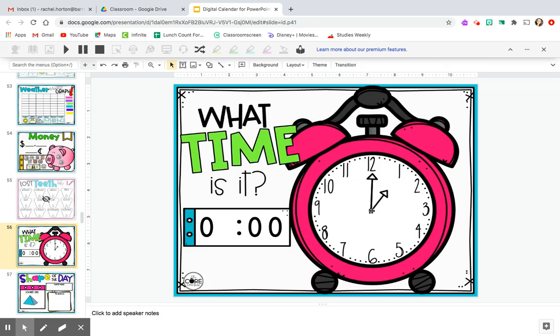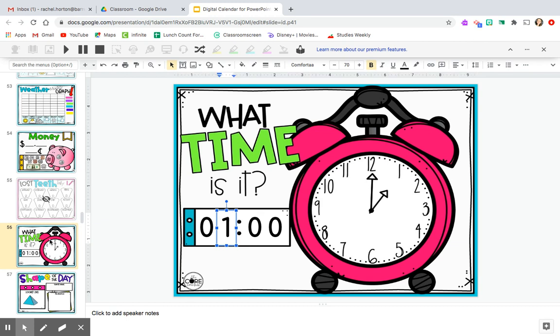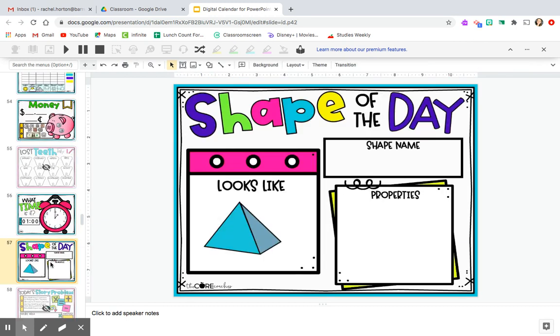Our big hand points for our minutes, and it's at 12, which means we're at 0 minutes. We haven't started to go around the clock just yet. Our hour hand is our little hand, and he's facing 1 o'clock. It could be 1 a.m., which would be in the morning, or it could be 1 p.m., and that could be in the afternoon.